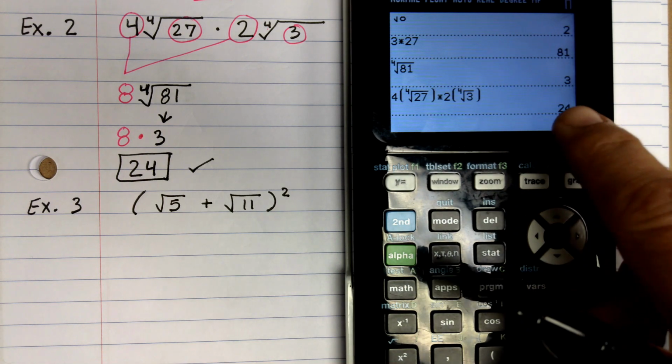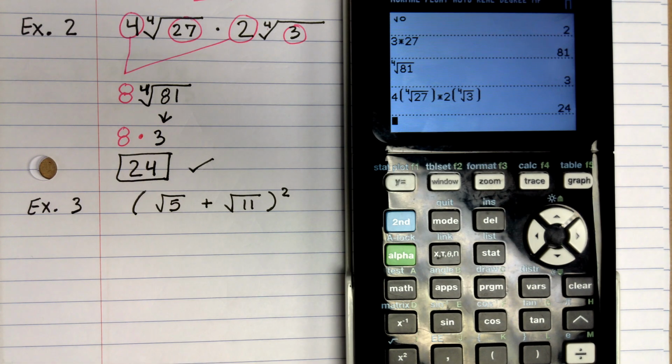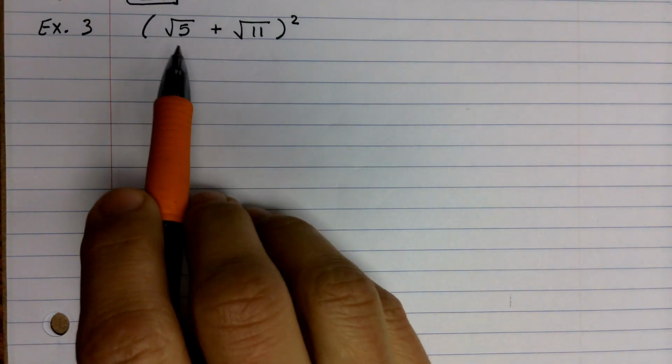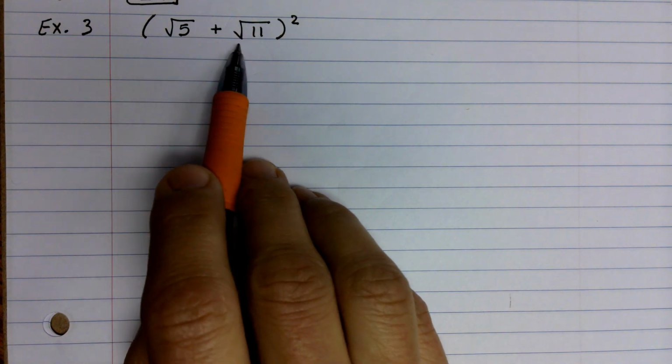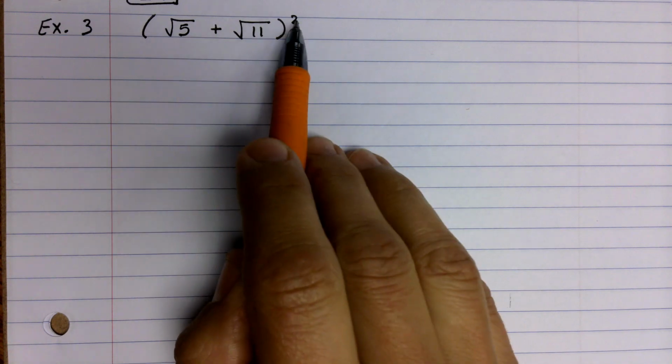If I hit enter, it gives me 24, which is the same thing I got here, verifying that I did the multiplication correctly. Now on to number 3. Now number 3 is going to be a little bit more complicated. I do want you to notice that we have the square root of 5 being added to the square root of 11, and then we have it in parentheses and it's being squared.